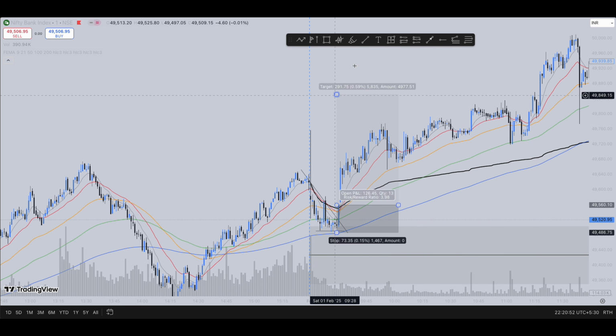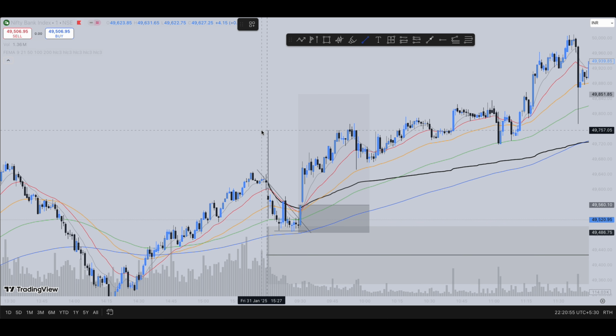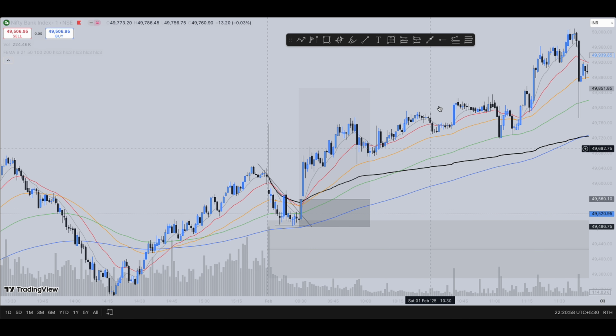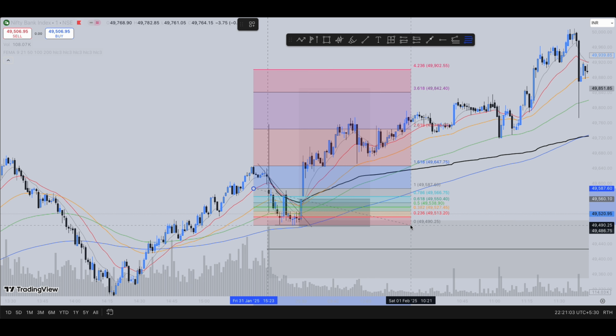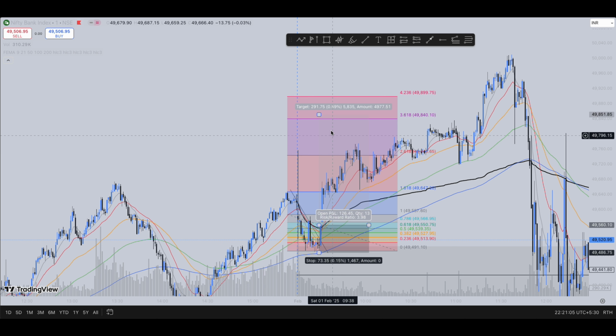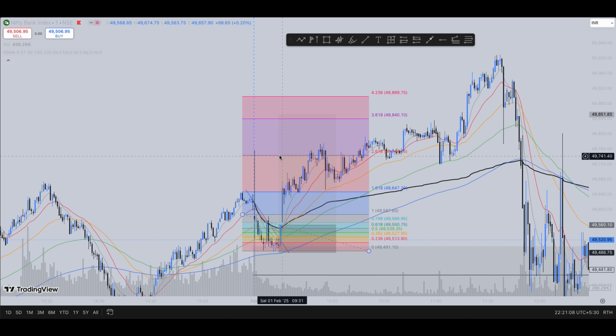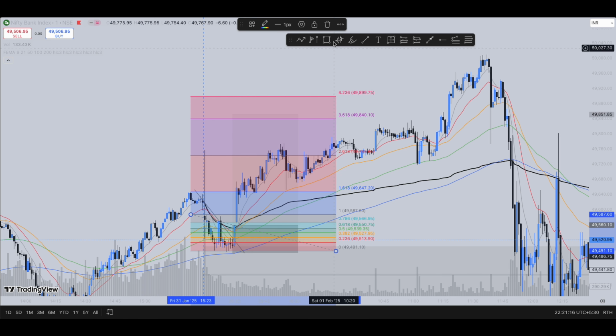and it clearly broke structure towards the upside, and you could have clearly targeted this high. This is the high where you could have targeted, or if you take the common point between this and this, you could have targeted the 2.68 level over here. This is the 2.68 level. Or in case you could have easily targeted this 3.6 or 4.68 level.